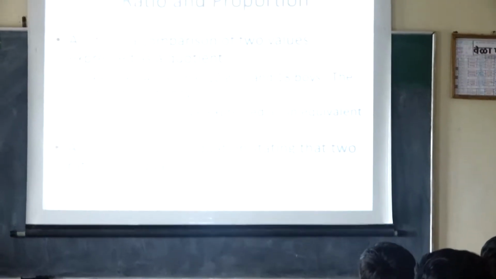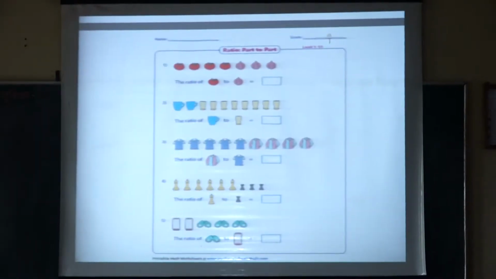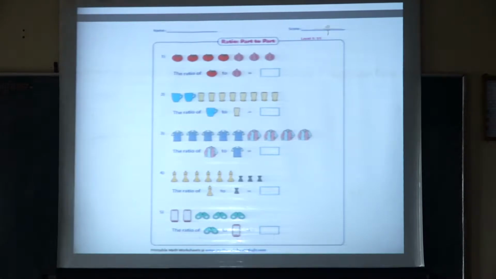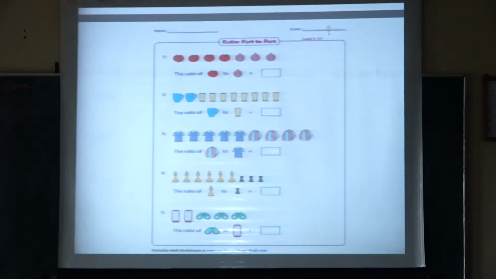Now, I am going to show a picture. There are 5 pictures, and in these pictures we can see some images. You have to find the ratio of the first image to the second. You have 2 minutes.